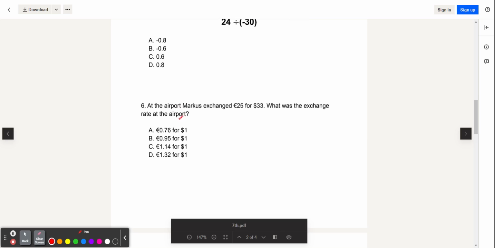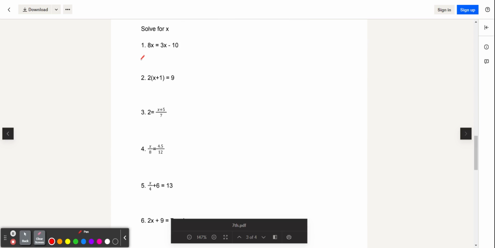If we scroll down, there are a bunch of similar problems. So let's try this second section, solving for x. For number 1, first we need to subtract 3x from both sides, which gives us 5x is equal to negative 10. Then we isolate x by dividing by the coefficient 5, and we get x equals negative 2.